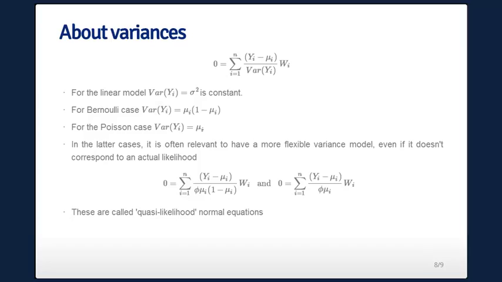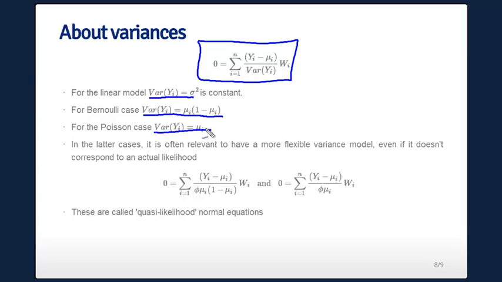So I have them rewritten right here, just to remind us again. For the linear model, the variance of y i is just sigma squared, which is constant. For the Bernoulli case, the variance of y i is mu i times 1 minus mu i. So the parameters that we're interested in occur in the numerator and the denominator. And for the Poisson case, remember the variance of y i is mu i. And also remember mu i itself is g inverse, a function of the linear predictor. So there isn't one parameter per subject.